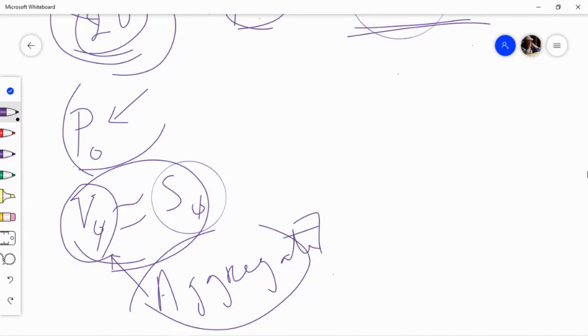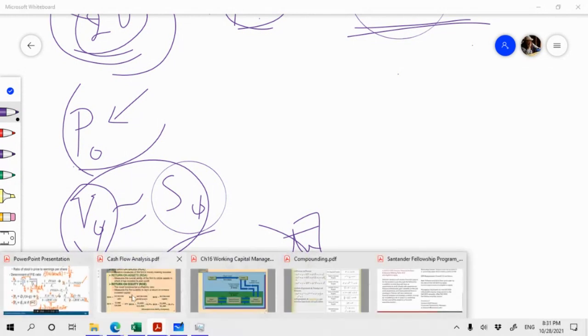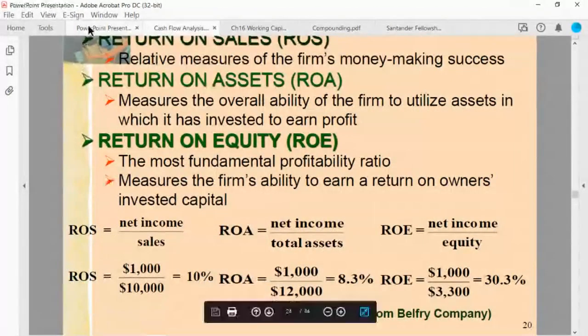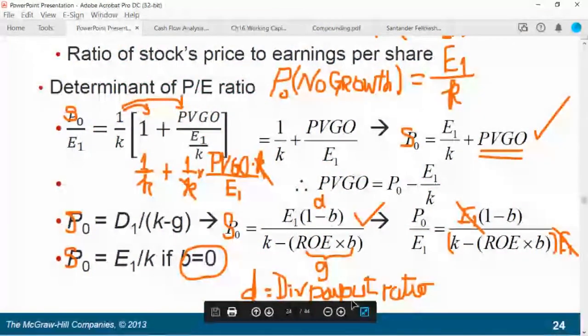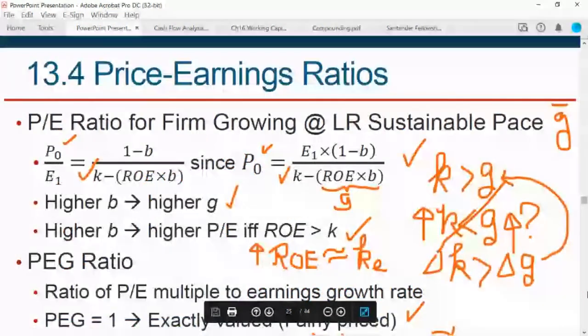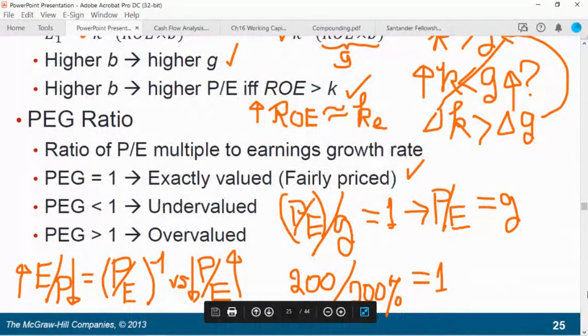I don't know what that red eye is. That means something's not right with the whiteboard. So as you go through this slide, you can simply consider, oh, that means intrinsic value, right? And I'm not going to go over this again. The point is, I already explained this.